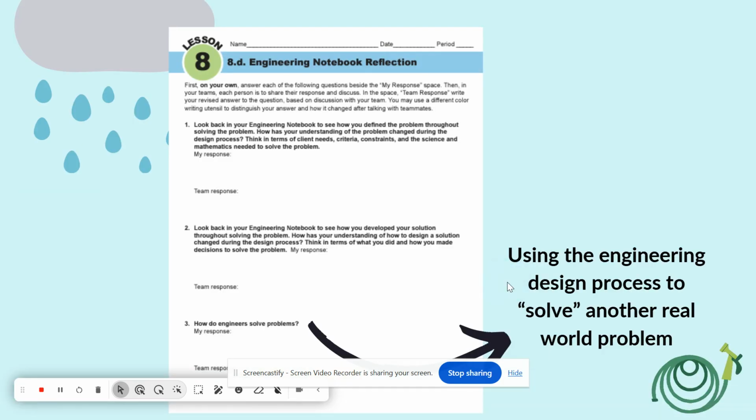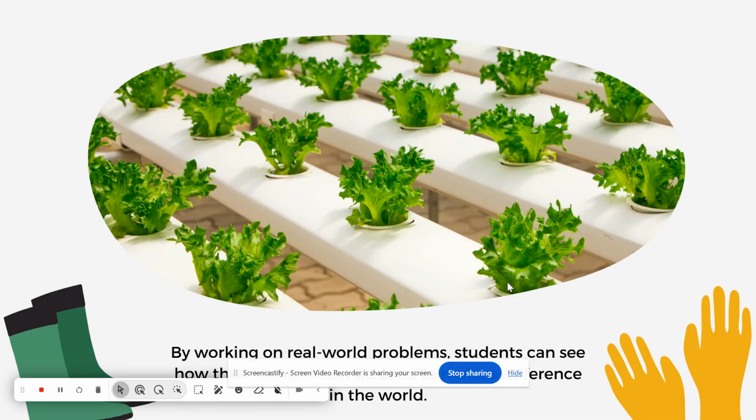I decided to come up with my additional assessment sort of after that unit was done, thinking about how students could extend their learning using the engineering design process to solve another real world problem. So this was sort of the reflection that they would have done, again reflecting on those steps of the engineering design process, now pushing them to do another real world problem. And I really liked using that real world problem because I think it gives students motivation for learning and helps them see how they can really make a difference in the world.